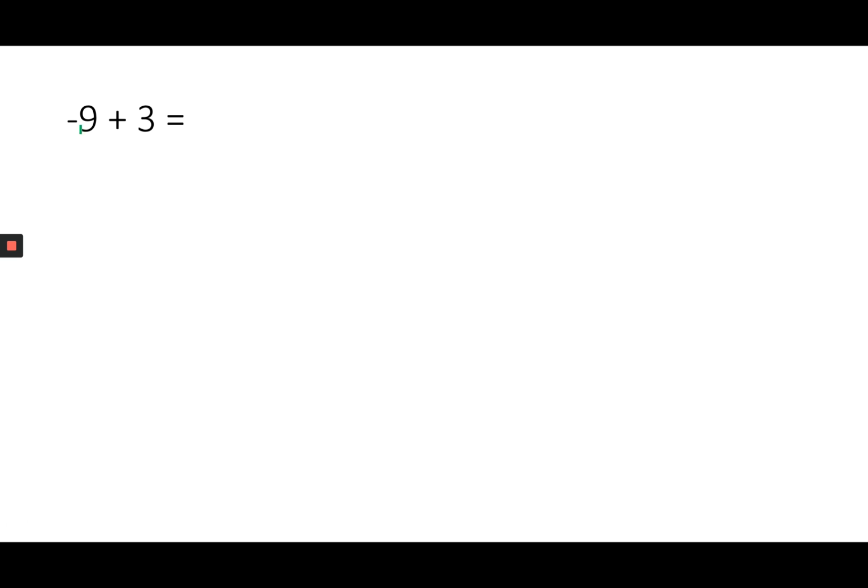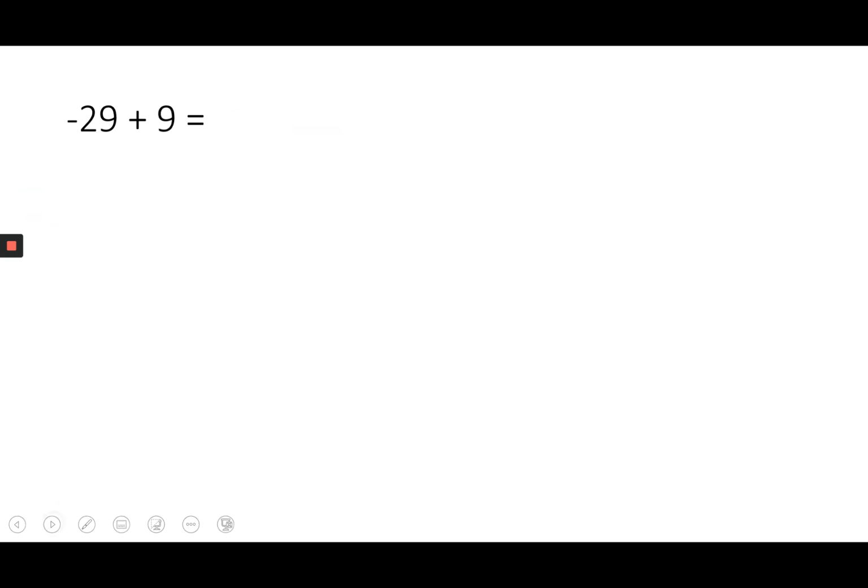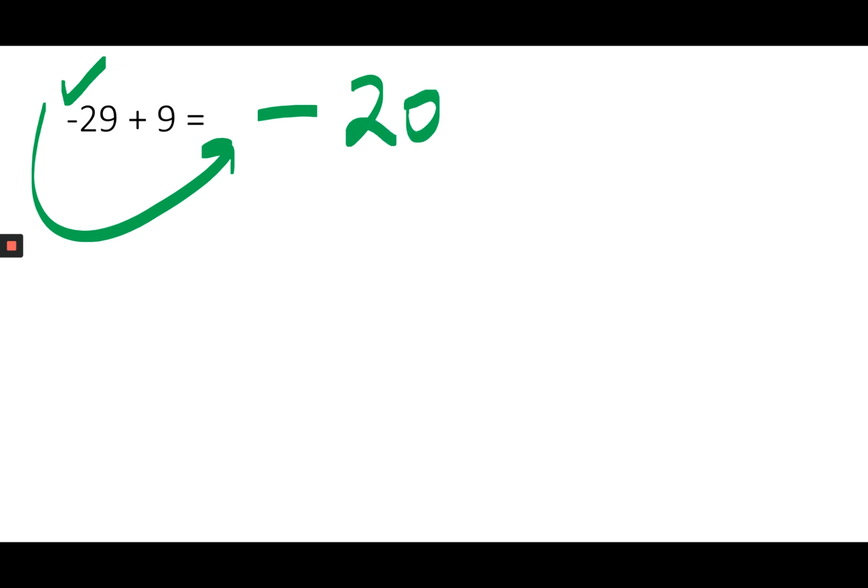Interesting. You have 9 negatives and 3 positives. You know that the absolute value of negative 9 is big. They are winning. They are determining the sign. It's going to be negative, definitely negative. Look at the difference. 9 minus 3 is 6. My answer is negative 6. Definitely negatives are winning. They are going to determine the sign. They are going to make it negative. 29 minus 9 is 20. Negative 20 is the answer.